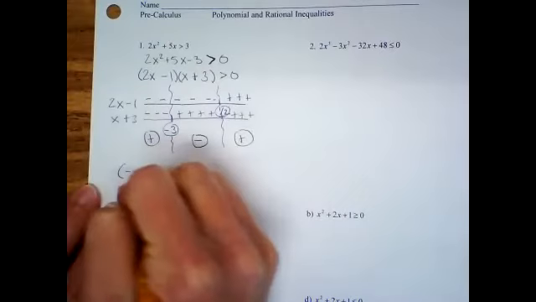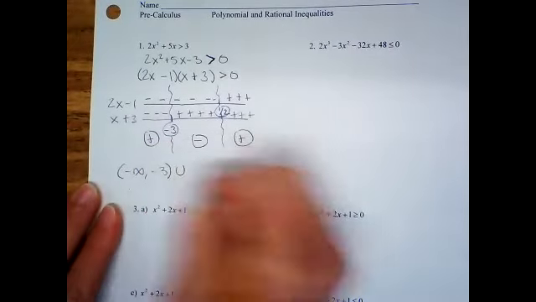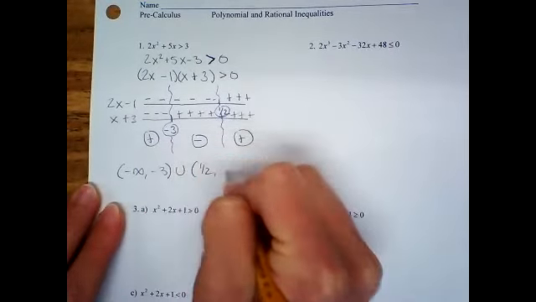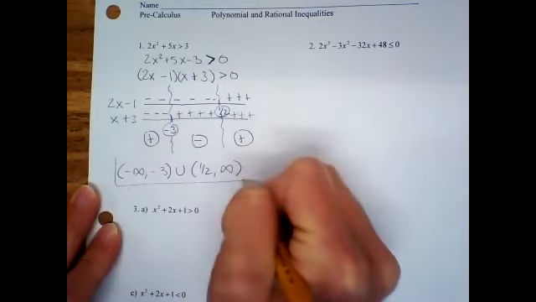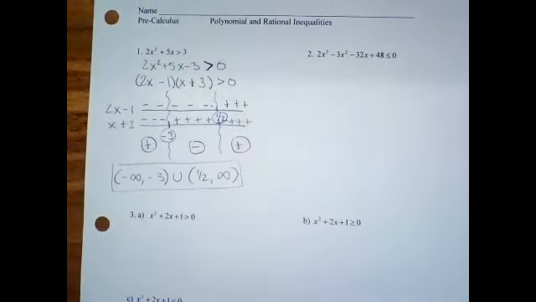So we want -infinity to -3 union 1/2 to infinity. If it had said less than, we would want the negative sections. So it comes back to whatever the problem said, like which section constitutes your answer.